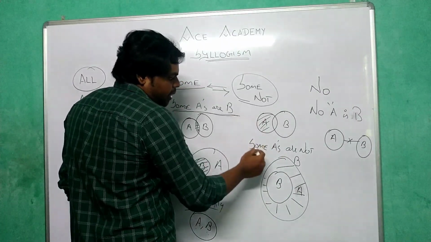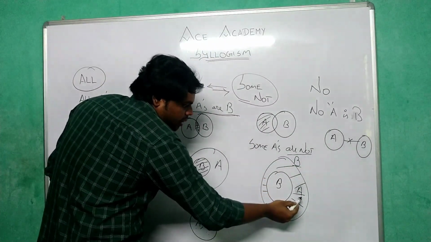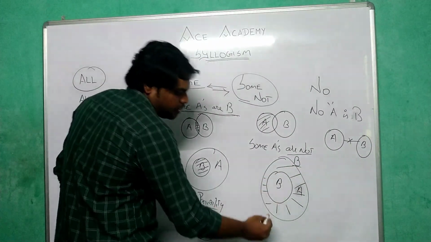So for this, we have this. Some A's are not B. So this part of B is not included with A. So this is a possibility, right?